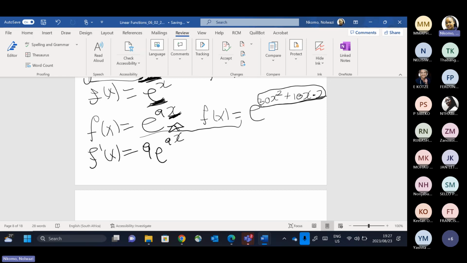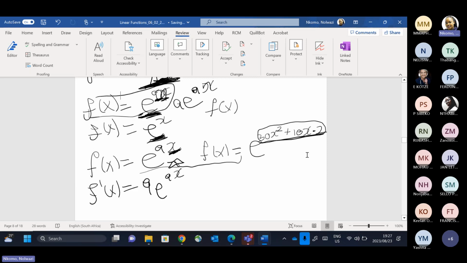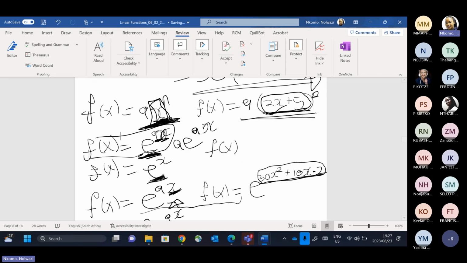Remember, the original function is e to the power x, right? Now, instead of e to the power x, we have e to the power this function. So the function that is in terms of x will always be the inner function. Like here, instead of x, we had 2x plus 5, right? So we said our inner function is 2x plus 5 because that function is in terms of this x.